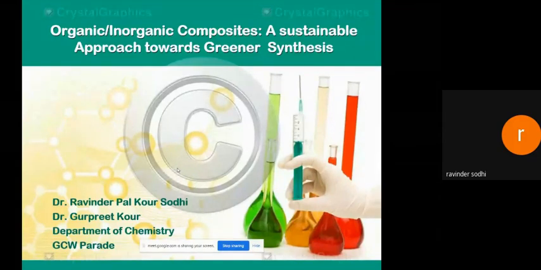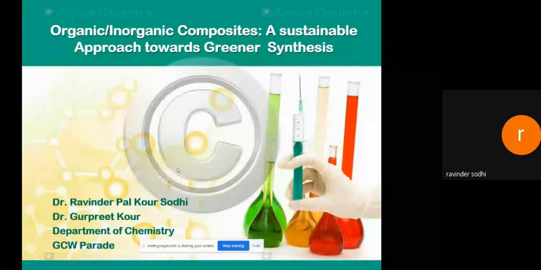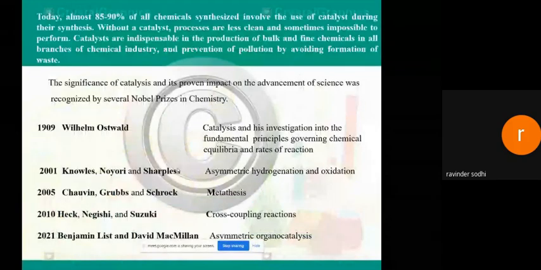Today I am here to present my work, Organic Inorganic Composites, a Sustainable Approach Towards Greener Synthesis. The development of heterogeneous catalysis for chemical synthesis has become a major area of research over homogeneous counterparts due to potential advantages like activity, selectivity, simplified recovery and reusability. Almost 90% of all chemicals that are synthesized use a catalyst during processing.